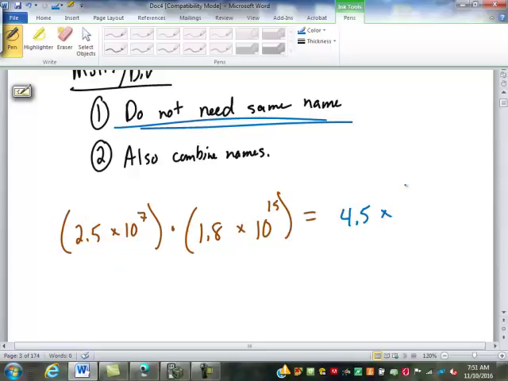Times. Now when we multiply, we also combine the names. So 10 to the 7th times 10 to the 15th. Remember, when we're multiplying exponents with the same base, what do we do to the powers? Add them. 7 plus 15 is 22. That's 10 to the 22.